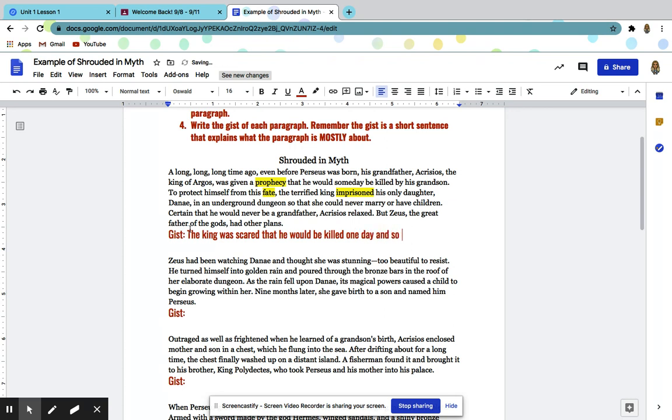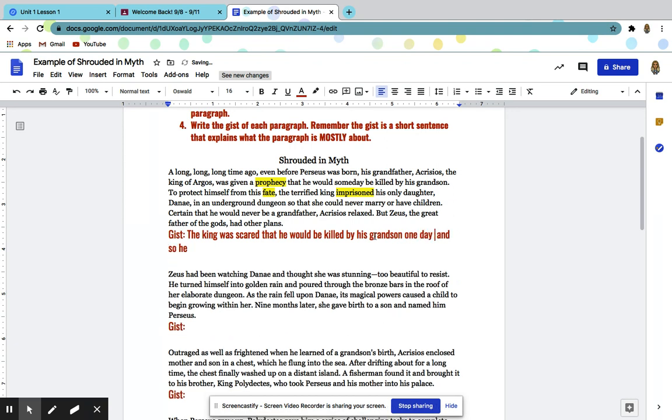And so I'm going to change this. I'm going to say that he would be killed by his grandson one day. And so he locked his daughter away. And I did not mean to rhyme in that sentence.